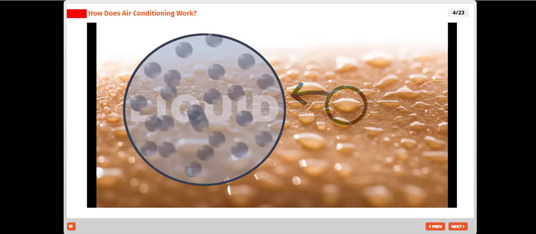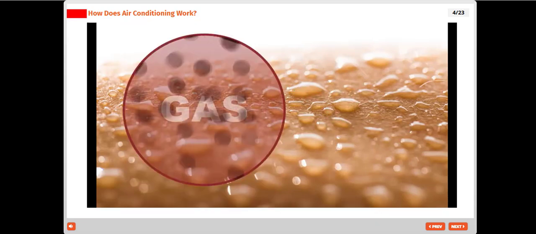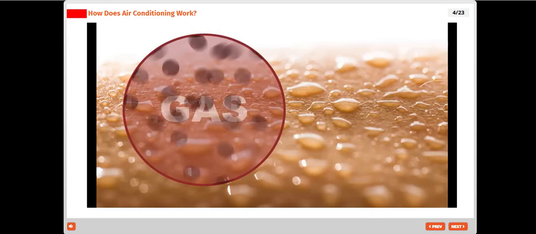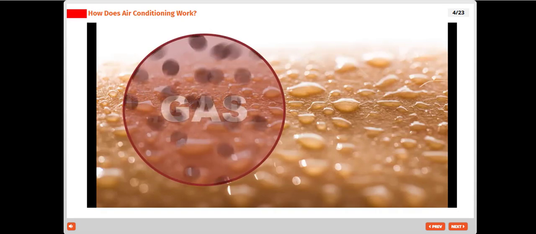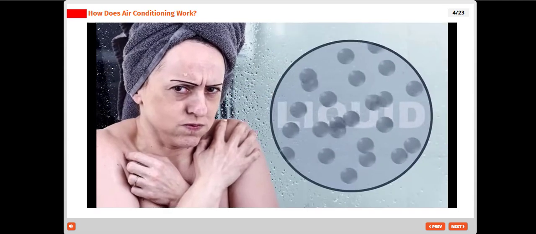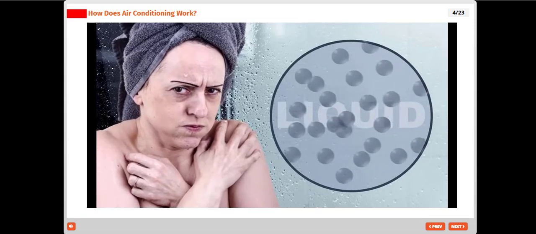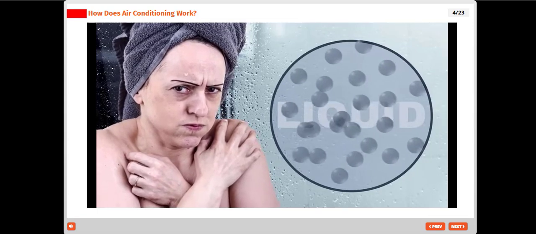Some of the molecules absorb enough heat energy, in other words, they get moving fast enough, to overcome these intermolecular attractions, escape, and take gaseous form. That's the reason you feel chilly getting out of the shower, and why we sweat to stay cool. The water has to absorb heat to evaporate, and it carries that heat away from you.